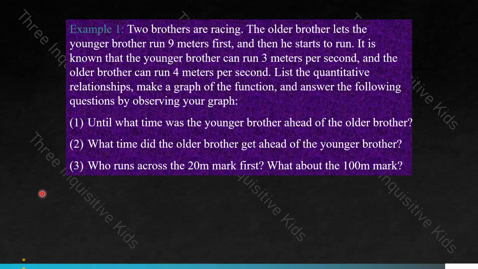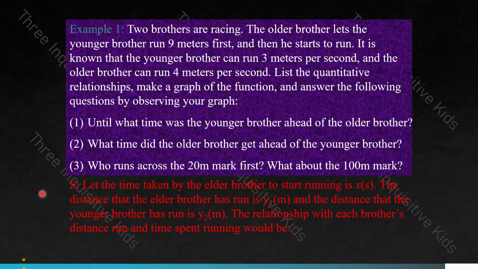And so these are the 3 questions we have to answer. 1. Until what time was the younger brother ahead of the older brother? 2. What time did the older brother get ahead of the younger brother? 3. Who runs across the 20-meter mark first? And what about the 100-meter mark? So that was a long paragraph, and we're going to break it down and analyze it one by one.